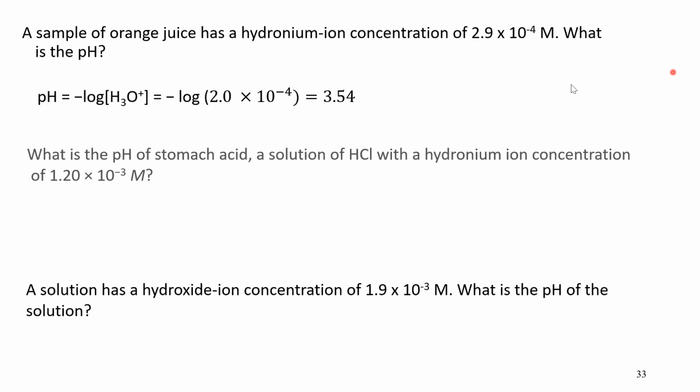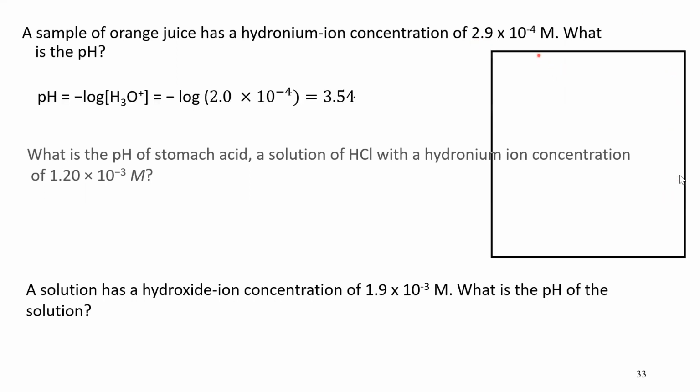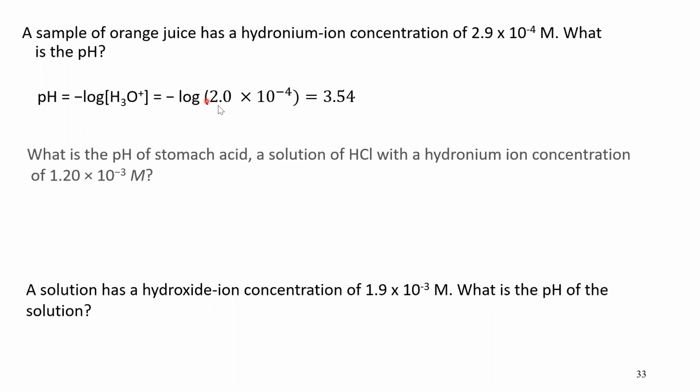So we're going to take the negative log of 2.9 E -4. Since there's 2 significant digits here, we want 2 decimal places in our pH. So 3.54. And that makes sense. If this was 1 × 10⁻⁴, the pH would be 4. The bigger this number gets, the farther away from 4 and the closer to 3 it gets. It's a log function.